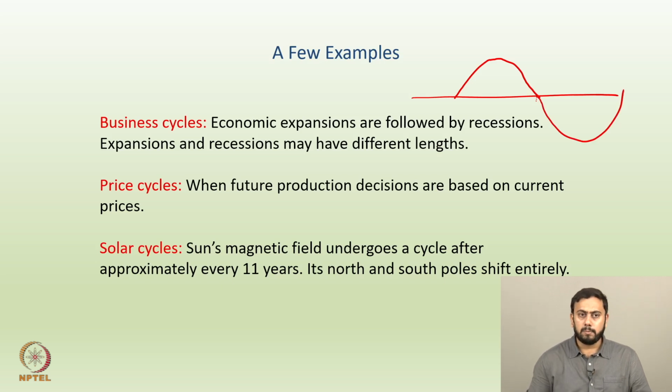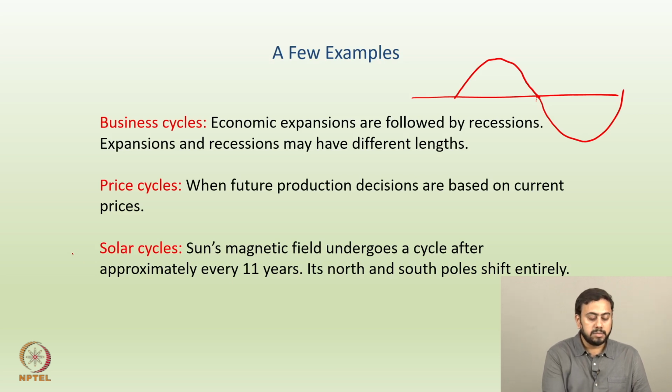Then one more example could be a price cycle. Prices of some commodities might behave like that. Let us say the prices are expanding, then the prices reach their peak, and then they start a downward trajectory. This is called recession, then depression, then trough and then recovery, alright. So, when future production decisions are based on current prices, if you want to predict what would happen in the future in terms of production, this is a very typical price cycle.